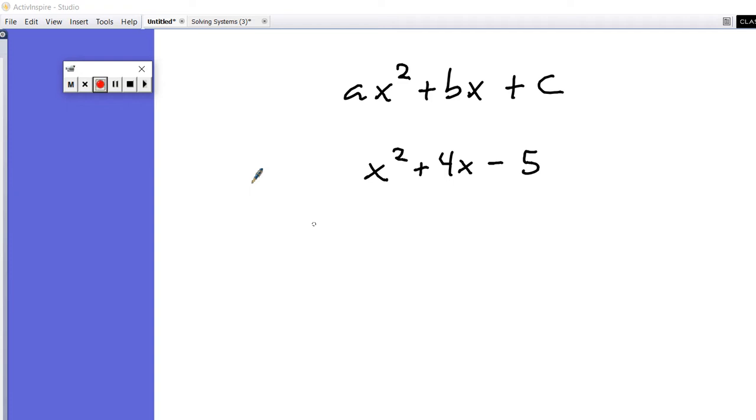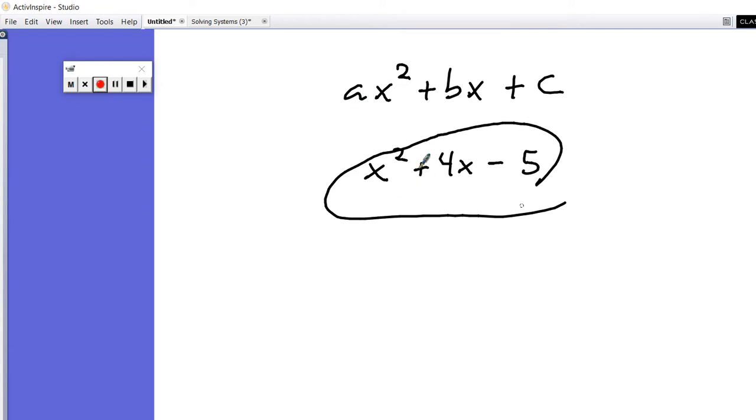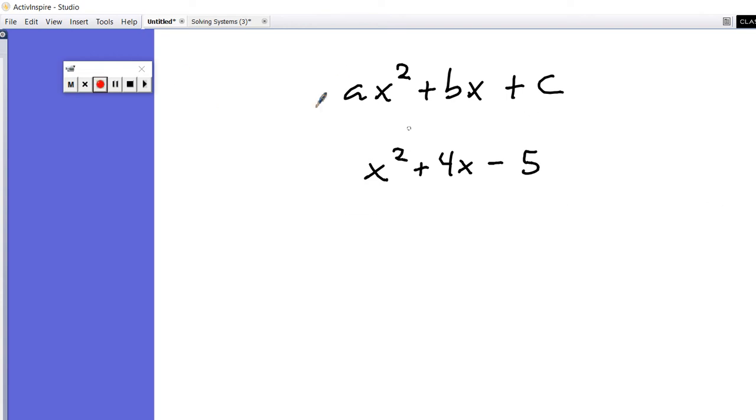First of all, this bottom equation should look familiar. We factored quadratics, but we did not graph. The one I have above here is the standard form of a quadratic equation, and if we want to graph it, we just put it in two variables. The a, b, and c are just going to be the coefficients. So the a in this bottom equation is 1. The b is 4, and the c is -5.